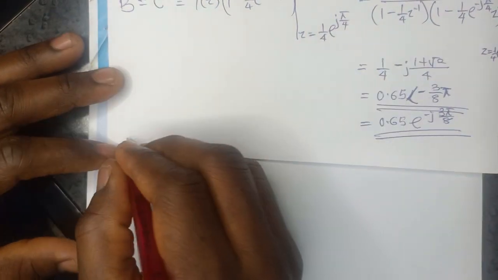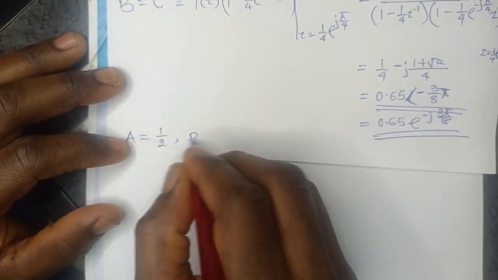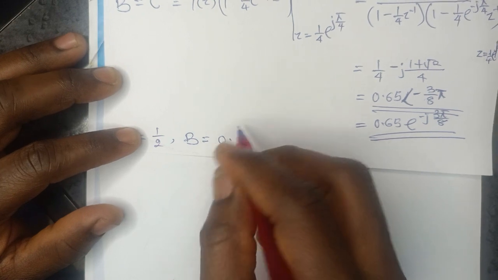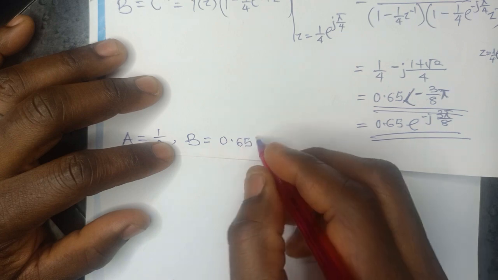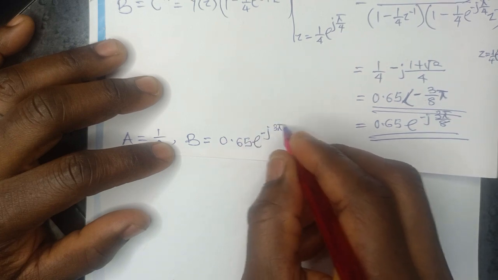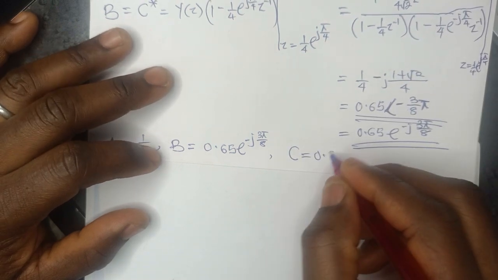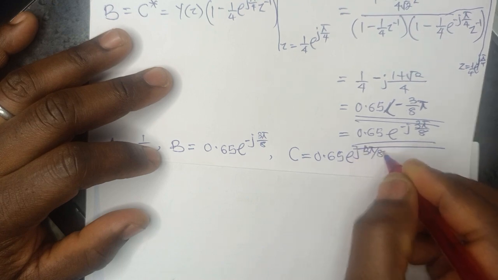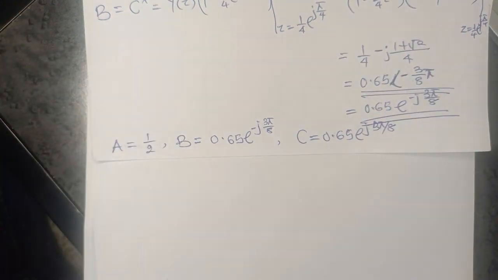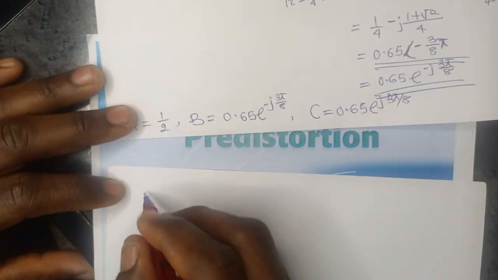So let's recapitulate this. Our A is 1 all over 2. Our B is 0.65 e raised to power minus j 3 pi all over 8. And our C is 0.65 e raised to power plus j 3 pi all over 8. So these are the values of our A, B, and C. After we have gotten this, we just need to put them back into Y(z).